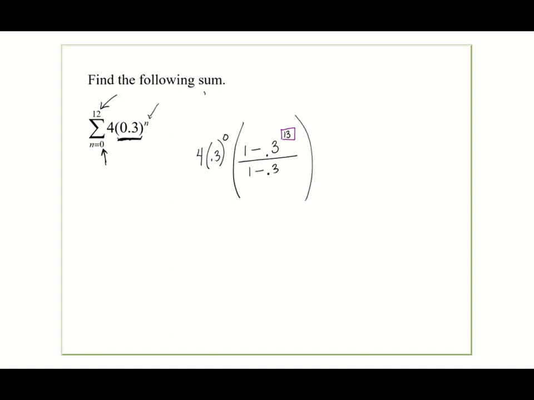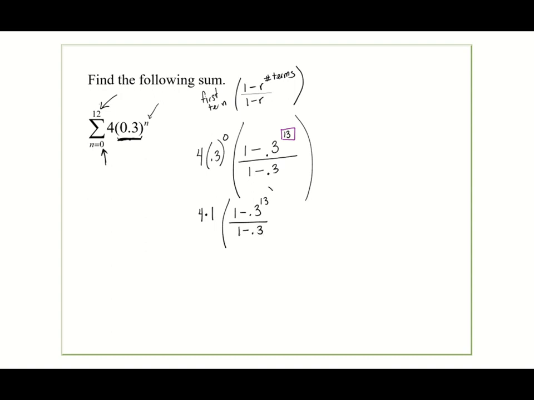If I write up my little formula here, I've got first term times 1 minus r to the number of terms, I should have written this first, over 1 minus r. So I'm going to fill in that information and do out my work. I have 4 times 0.3 to the 0. So if I do that out, that's going to be 4 times 1, because I know 0.3 to the 0 is 1. And then this stuff right here, I'm just going to leave in this format for now, 1 minus 0.3 to the 13 over 1 minus 0.3.